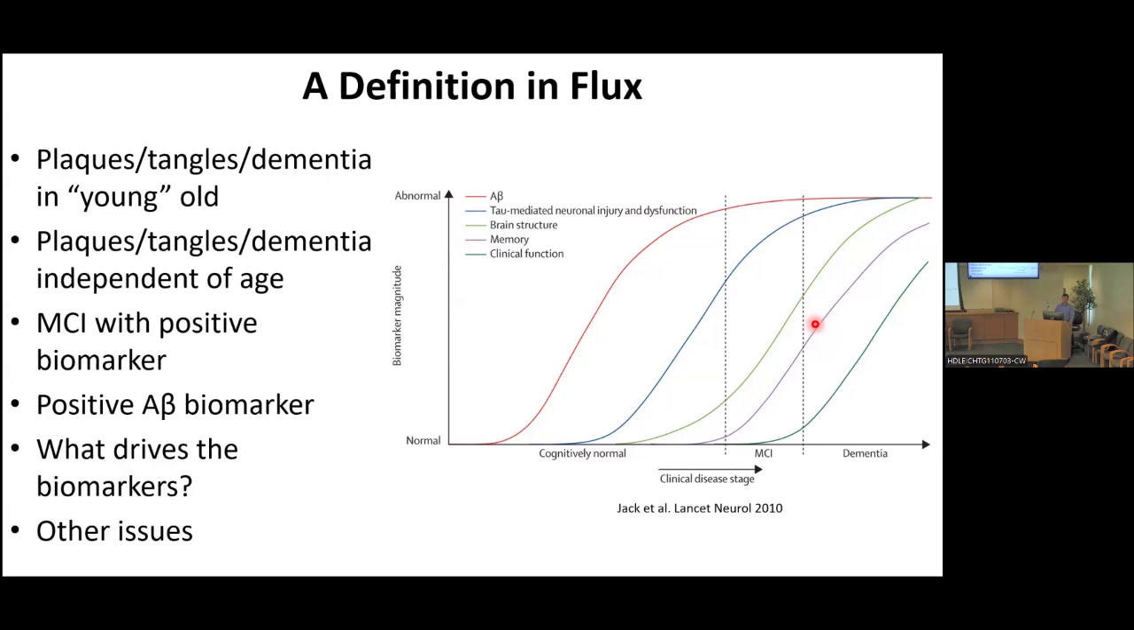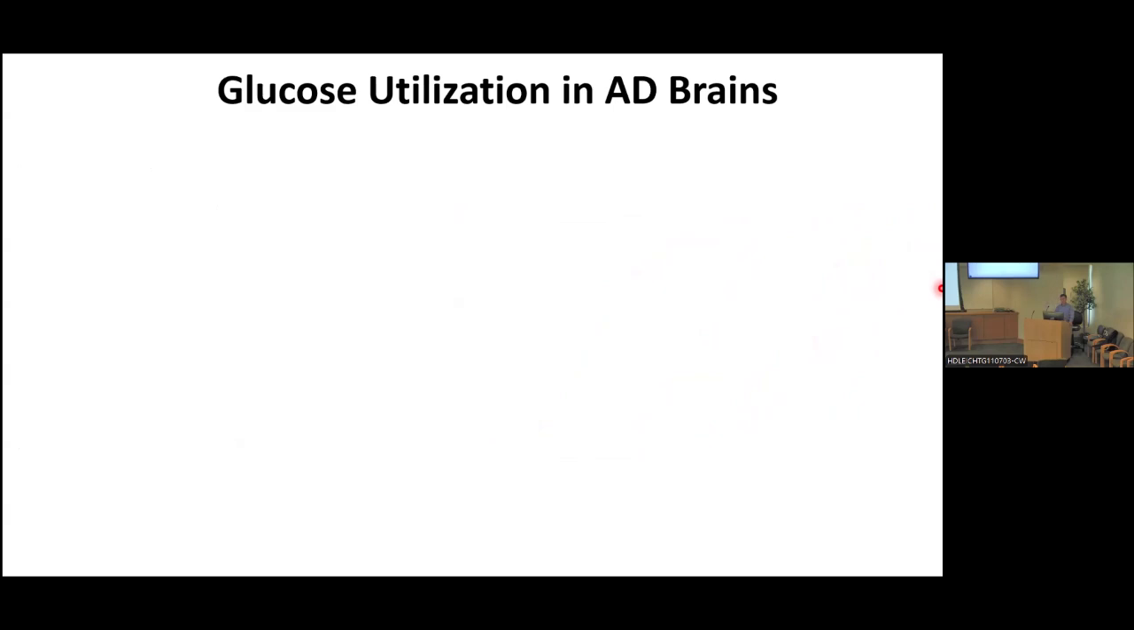That was shown to be a problem back in the early 1980s on fluorodeoxyglucose PET scans that showed glucose utilization in Alzheimer's brains was impaired. Now, when I first got involved in Alzheimer's research in the mid-1980s, it was in a lab that was studying the biochemical correlates of reduced brain glucose utilization as demonstrated on FDG PET.